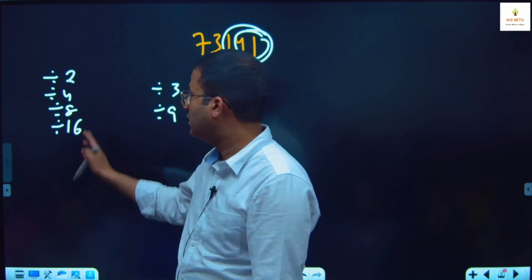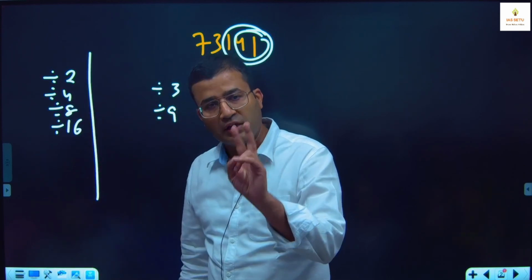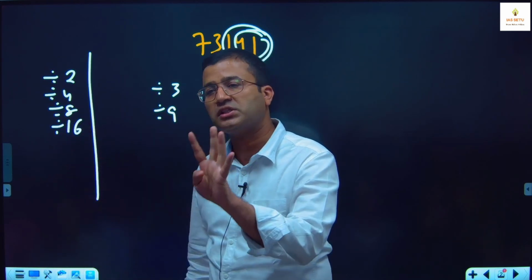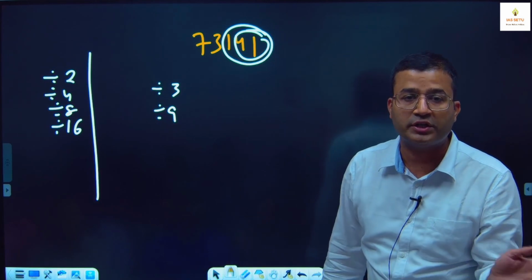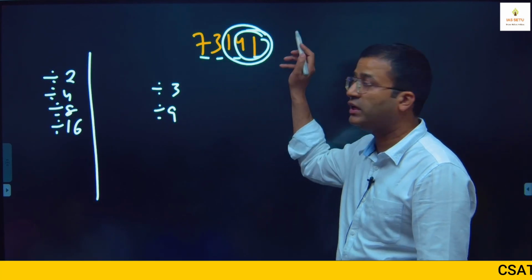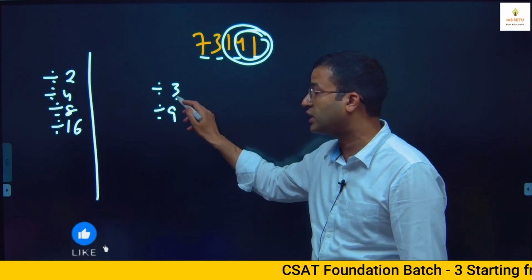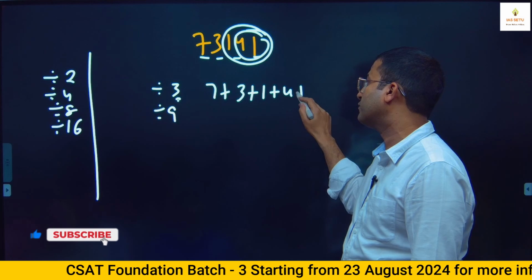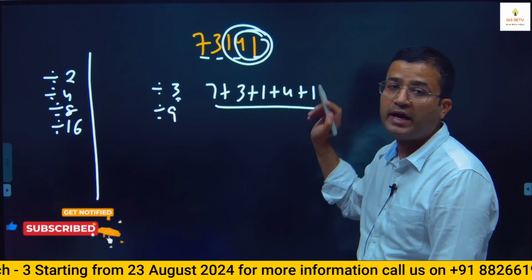Don't mix it. Here divisibility of 2 last digit, divisibility of 4 last 2 digits, divisibility of 8 last 3 digits, divisibility of 16 last 4 digits. Divisibility of 3 and 9 में last digit का कोई रोल नहीं. Divisibility of 3 में sum of the digit. Divisibility of 9 में भी sum of the digit. If you have to check divisibility of 3, 7 plus 3 plus 1 plus 4 plus 1, don't check only 141, you have to check the entire number.